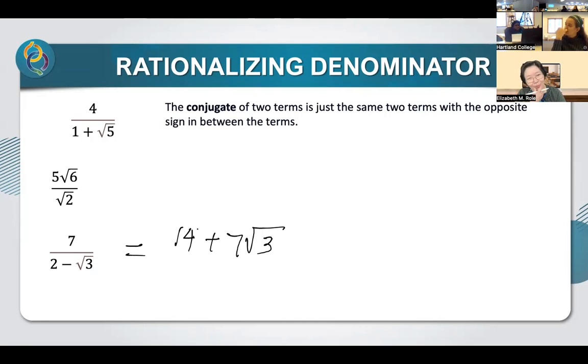You're like, oh, 2 minus square root of 3 times 2 plus square root of 3 is 4 minus 3, which is equal to 1. So I just have 1 in the denominator. So I'll now have 7 times 2 plus square root of 3. And therefore, it will be 14 plus 7 square root of 3. So that's what it is for dealing with conjugates.